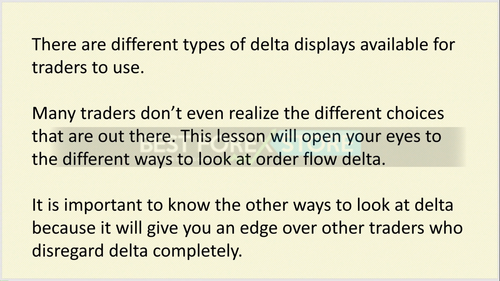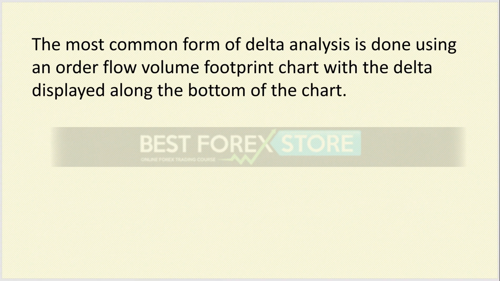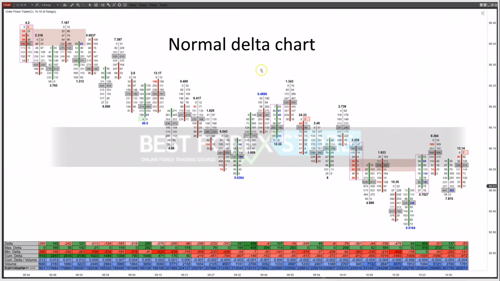And there's other forms of delta analysis that can be done when you take the other information that's available with delta. Now, the most common form of delta analysis is done using an order flow volume footprint chart with delta displayed along the bottom of the chart. And this is how it looks, right? You have your normal bar chart with your bid-ask data in there, and you have the delta, max delta, min delta, cumulative delta divided by volume, and total volume.